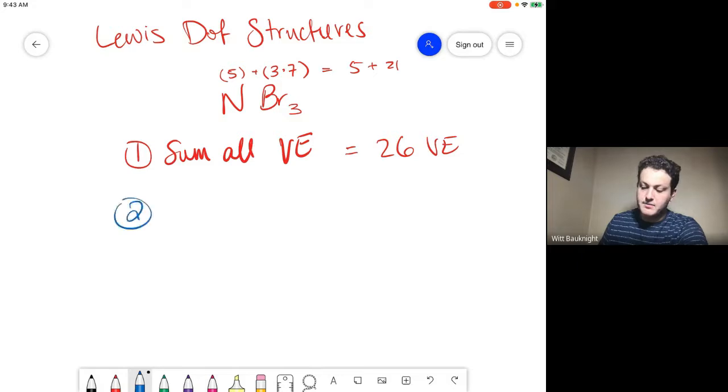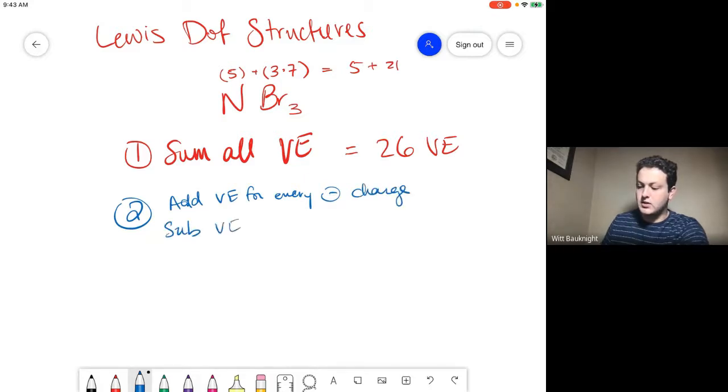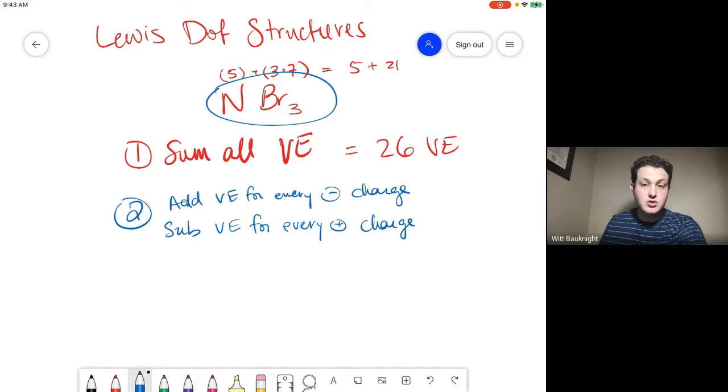The second step is we need to add valence electrons for every negative charge. And the opposite is true for positive charge. We need to subtract valence electrons for every positive charge that we have. Well, since NBr3 is neutral, we still have 26 valence electrons.